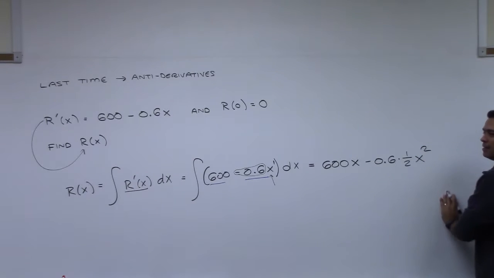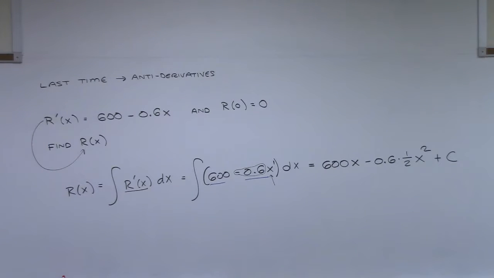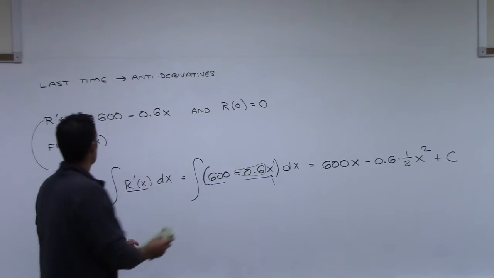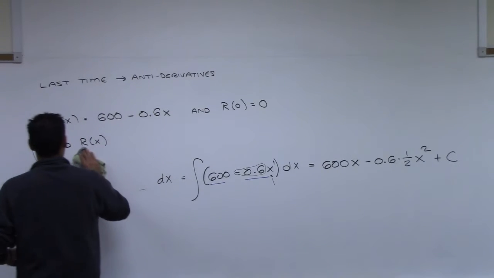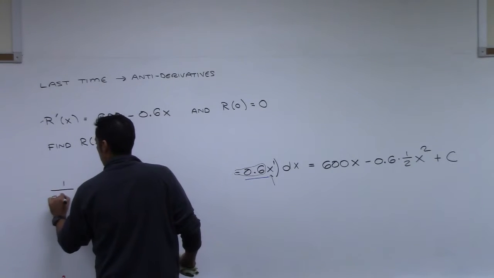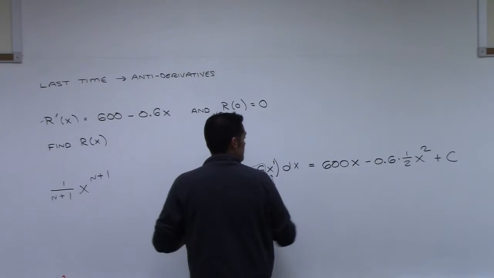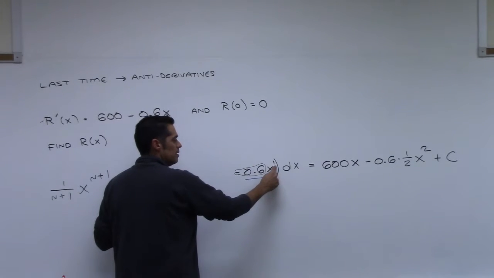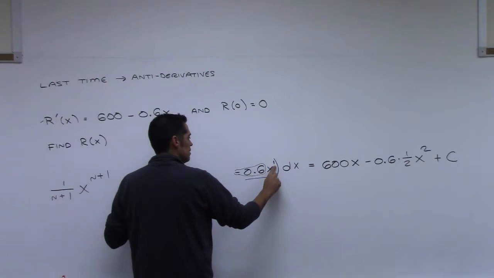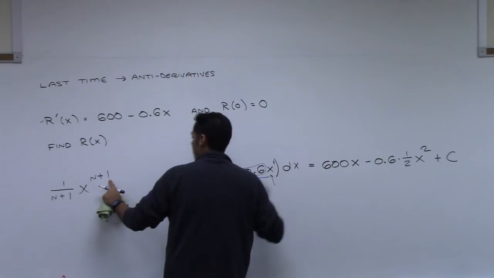1/2 x squared, like that. Now, plus c. Now don't forget you have to have the plus c here, right? I'm using the formula 1 over n plus 1, x to the n plus 1, the formula from last class. So for us, if we're trying to find the antiderivative of x to the 1, then n is 1. So I'm just going to go 1 over 1 plus 1, x to the 1 plus 1. That would give me 1/2 x squared.